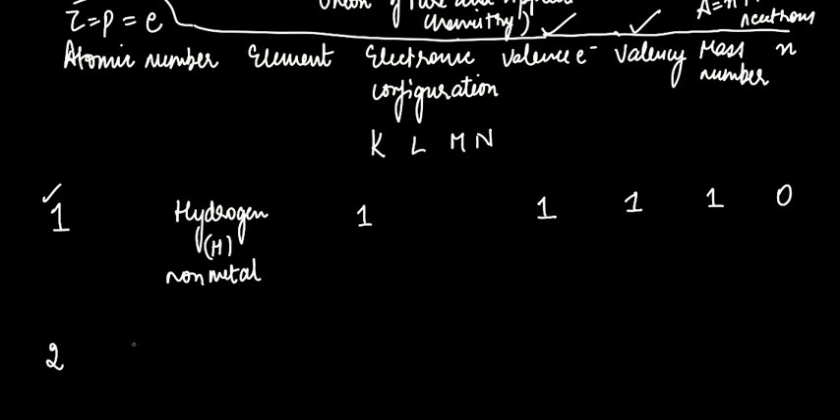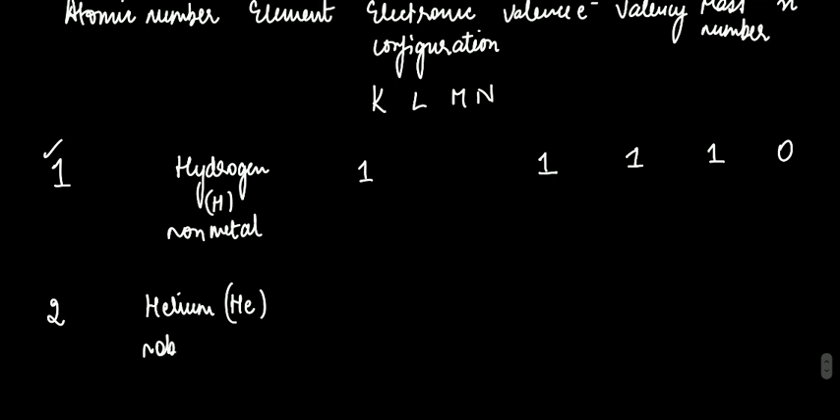Now, if you go to the second, that is helium, He. So these are two letters. So the first one capital, the second is small. So it's a noble gas. The very first noble gas, the lightest noble gas. Why lightest?